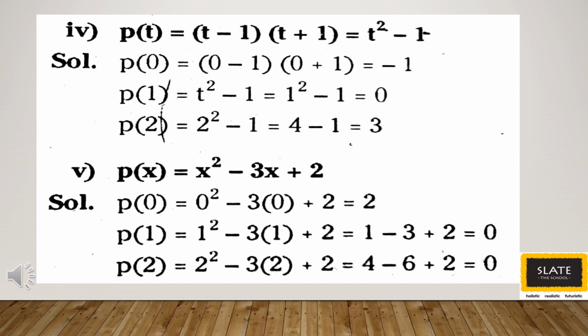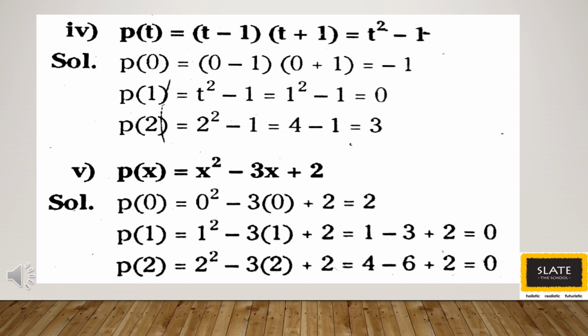We have 0 minus 1 multiplied with 0 plus 1. We get minus 1 into plus 1, which is minus 1. So p of 0 is minus 1. P of 1. Here t minus 1 into t plus 1 gives rise to t square minus 1. So directly in t square minus 1, t is replaced with 1. We get 1 square minus 1, which is 1 minus 1, which is 0. So p of 1 is 0.